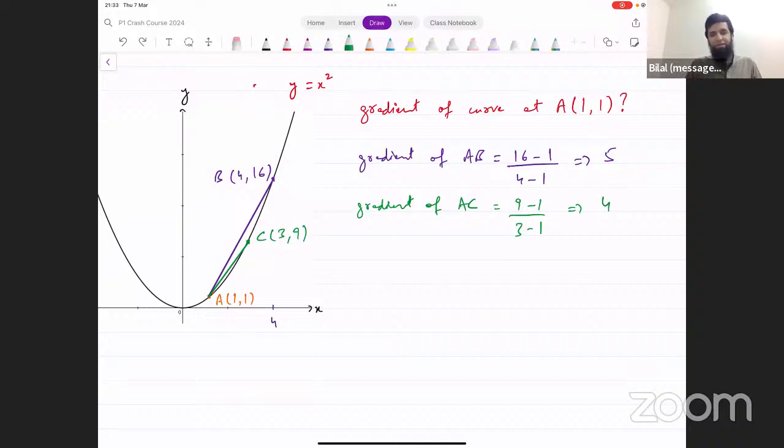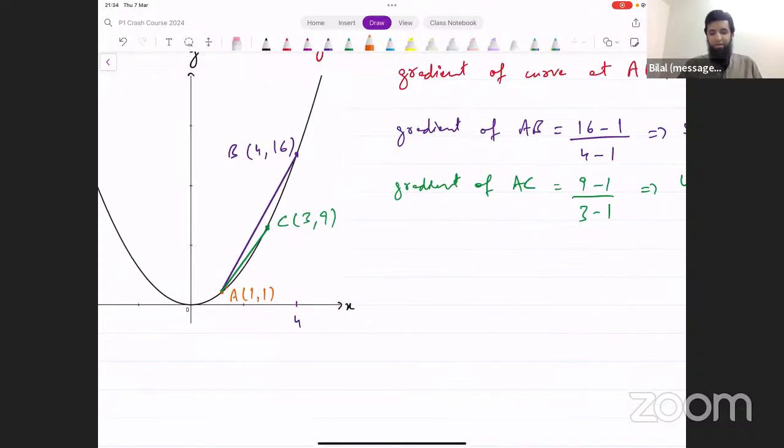Now, is that a good estimate? That's also not a very good estimate. However, it's at least better than before because it's closer to the direction of the tangent. This was the direction of the tangent. AB was far away from that. AC is relatively close to that. So 4 is still not a very good estimate, but it's better than before.